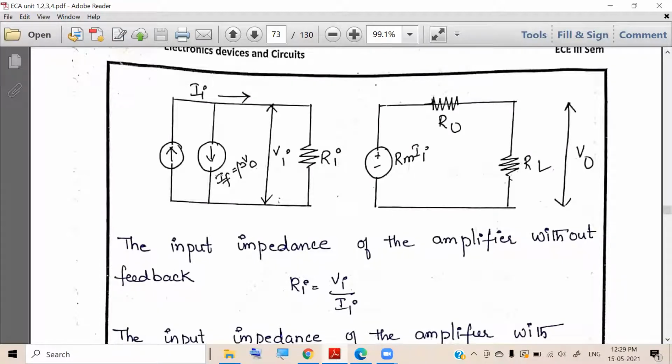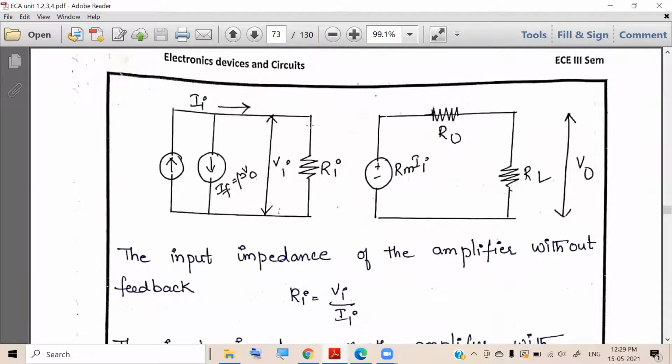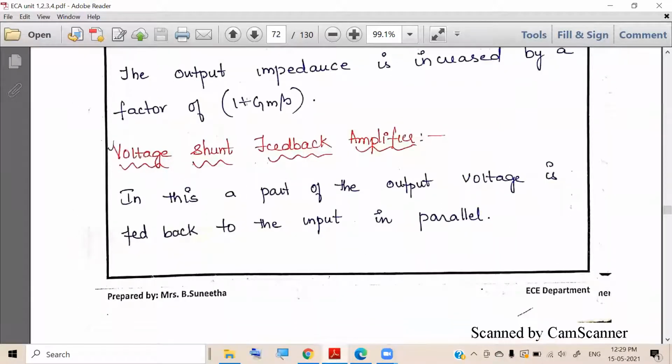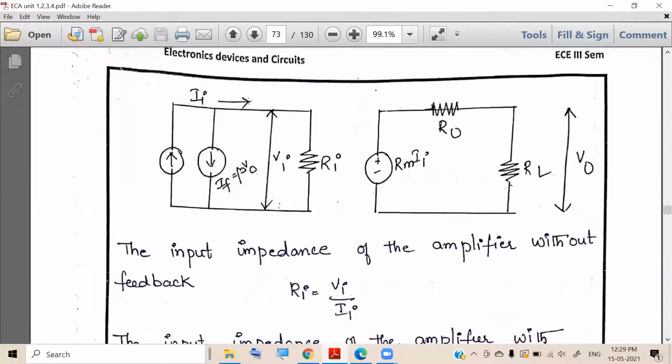So which amplifier has output voltage and input current? Trans resistance. Yes, correct. Trans resistance amplifier. For trans resistance amplifier, output is voltage and input is current. That is the reason we are representing a trans resistance amplifier here.